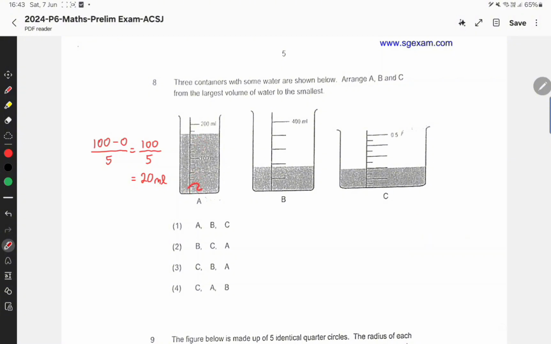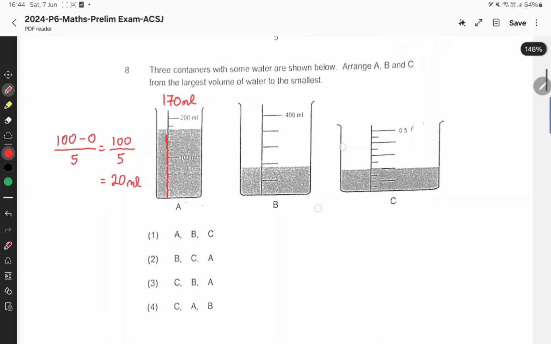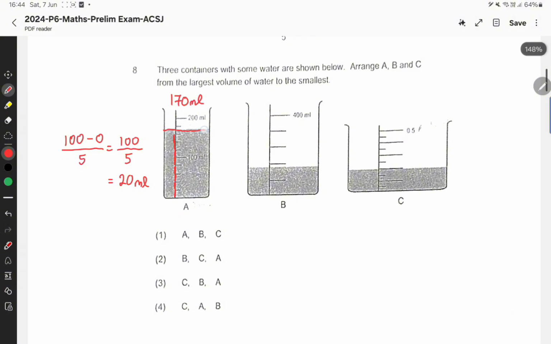So we have a total of 20, 40, 60, 80, 100, 120, 140, 160, and it's around in the middle, so 170 milliliter. Okay, we are just estimating because we do not know whether it's half of these two values.